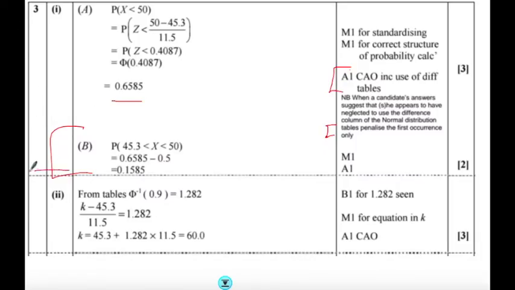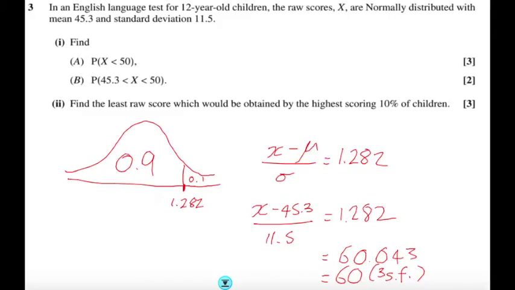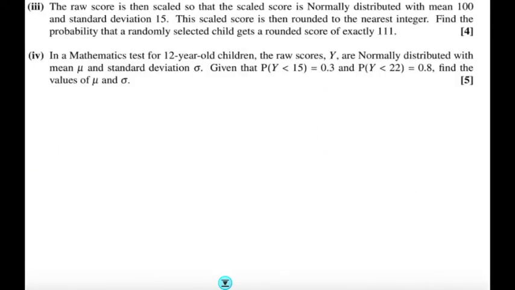Okay, and they're happy with that. So 1 mark for 1.282 seen, 1 mark for your equation in k, we just use x, that's fine, and 1 mark for 60. Okay.